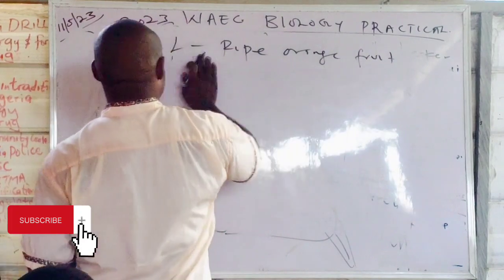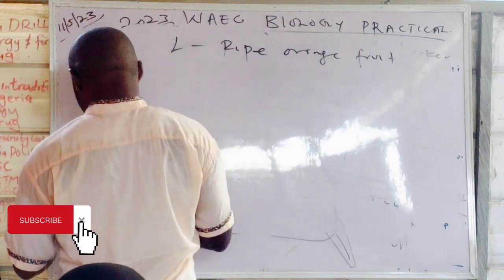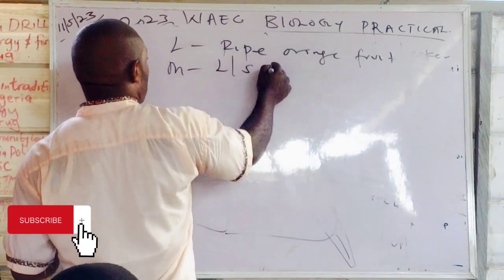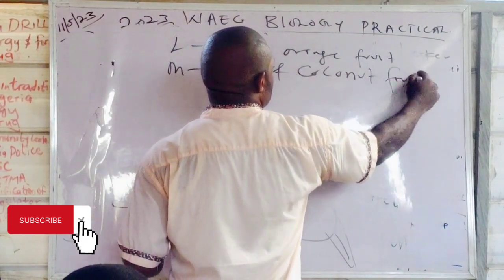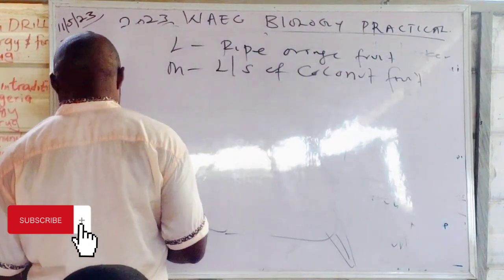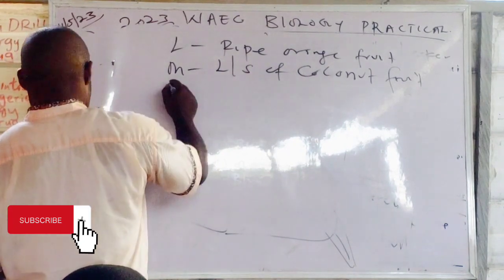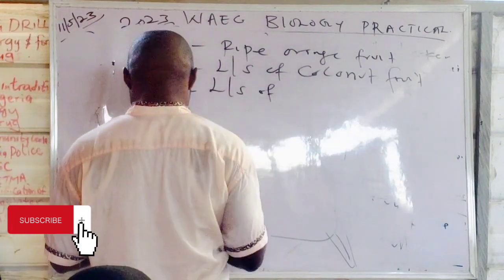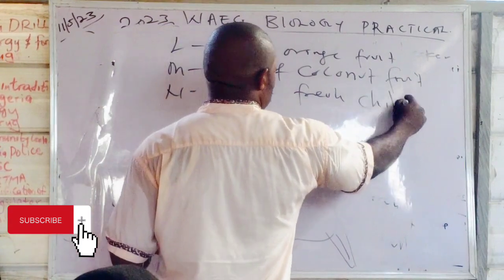And the next one is what? Inner section of a coconut. That is specimen M. LS of what? Of a coconut fruit. Okay. The next is what? Longitudinal section of a fresh chili pepper. That is N. LS of what? LS of a fresh chili pepper.